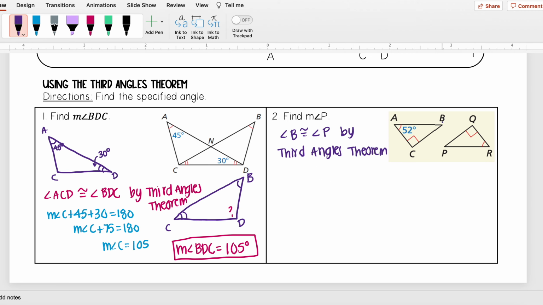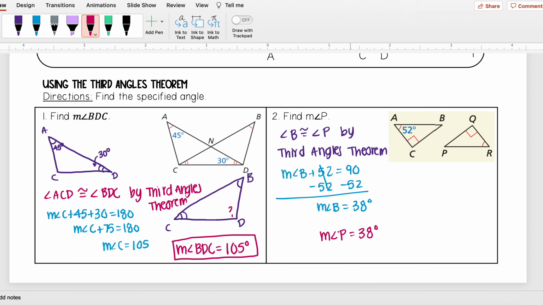So now I need to find the measure of angle B. Well, remember from the corollary to the triangle sum theorem, with these right triangles, since this is 90, then the other two angles must add up to 90 as well. So I have that the measure of angle B plus 52 is equal to 90. Subtract 52. And I get that the measure of angle B is equal to 38 degrees. And since angle B is congruent to angle P, that means that the measure of angle P is also equal to 38 degrees.